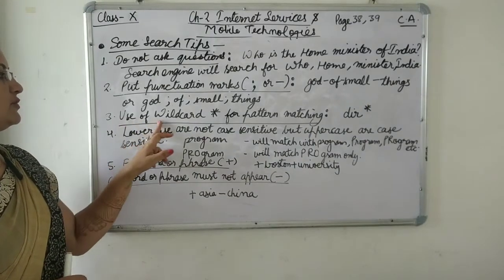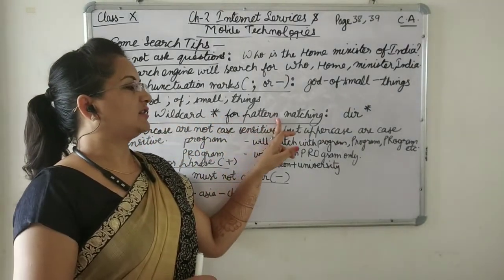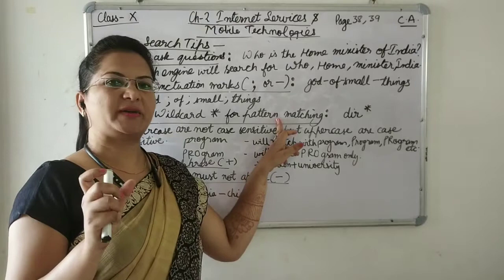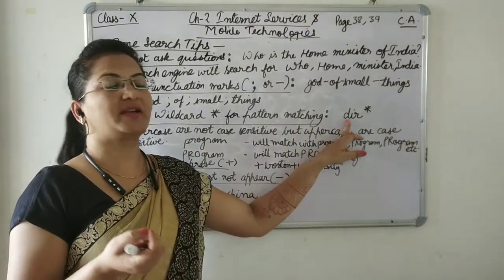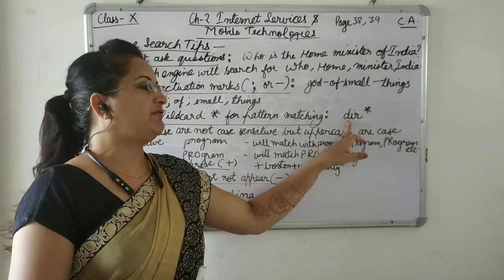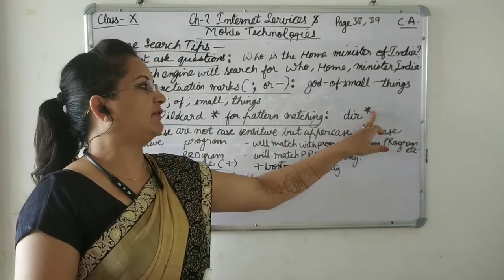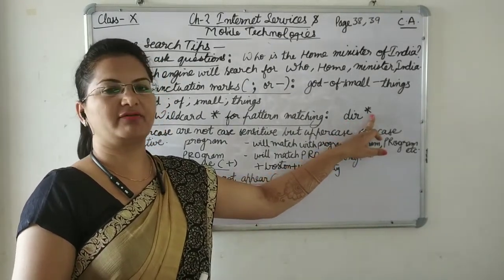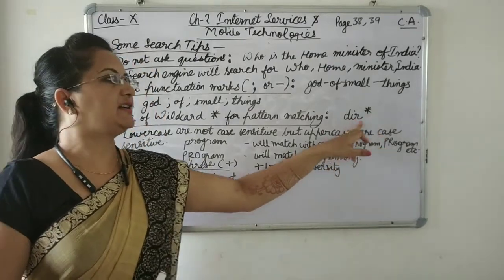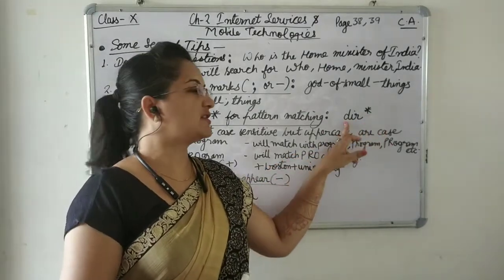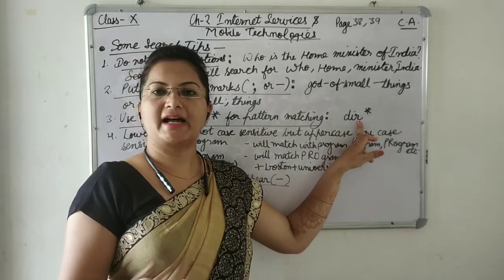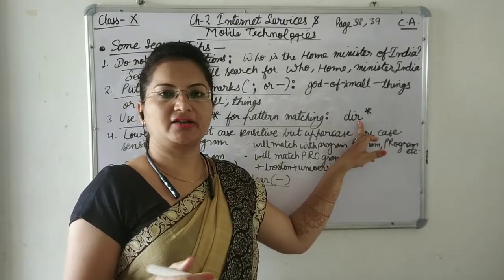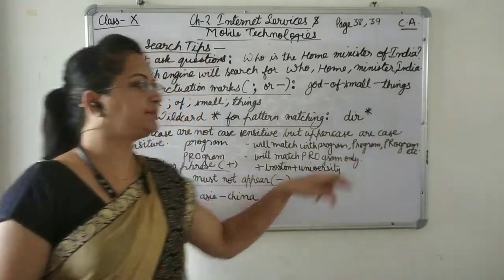Now, use of wildcard for pattern matching. If you have to search for a specific pattern in websites, like words that start with dir, you write dir and then the wildcard. The asterisk symbol is a wildcard. If you write dir and the asterisk symbol, then it will search for all words starting with dir, like direct, direction, directive, director, etc.